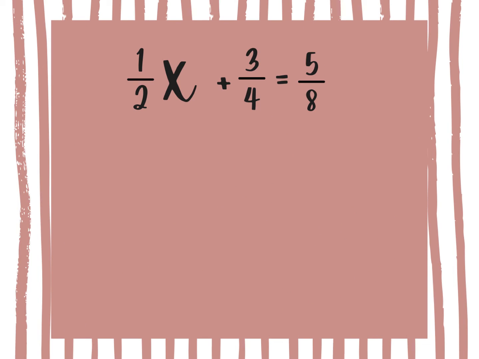Here you'll see that I have a problem with more fractions, but I'll use the same strategy to solve. So I'm looking for a common denominator between 2, 4, and 8. And I know that the common denominator for 2, 4, and 8 is 8. So that's what I want to multiply across. I want to multiply it by the 1/2 x, the 3/4, and the 5/8.